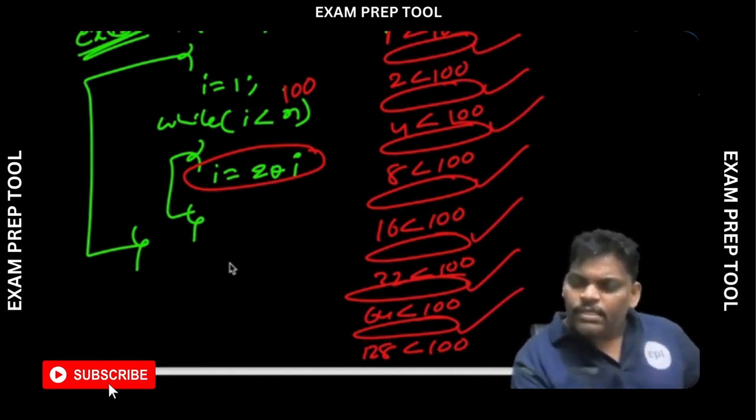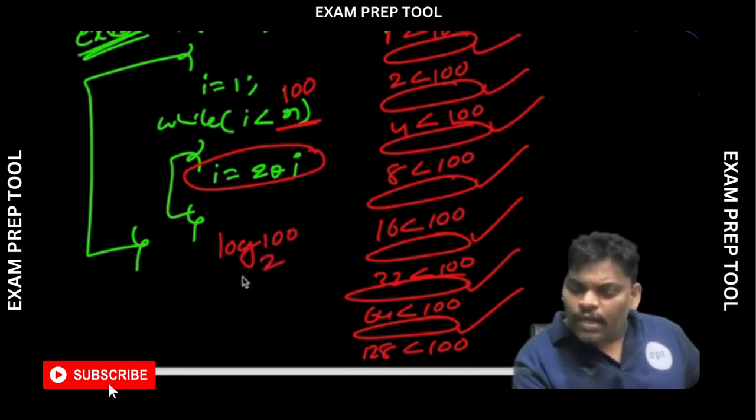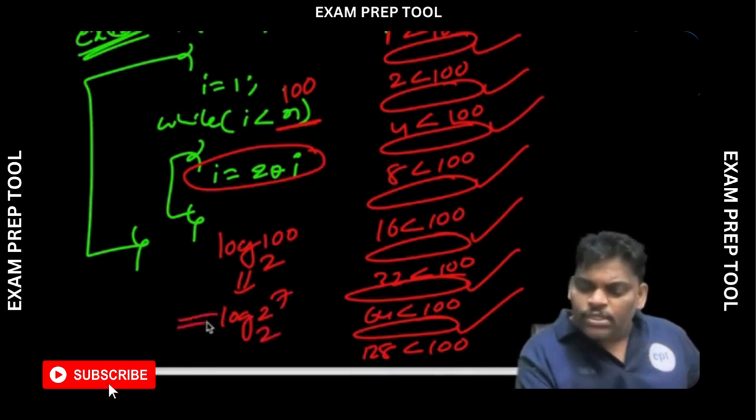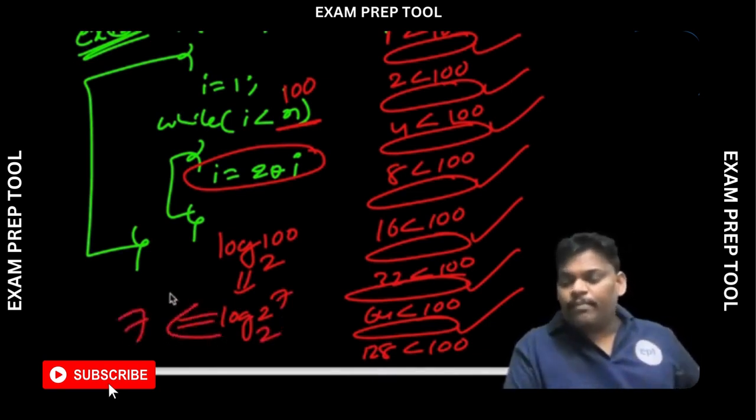Listen everyone now. If I give n value 100, this loop is going only 7 times. The reason is log 100 base 2. Log 100 base 2 is nothing but the closest value to 100, 2 power 7. Log 2 power 7 base 2 is nothing but 7. So this loop runs 7 times.